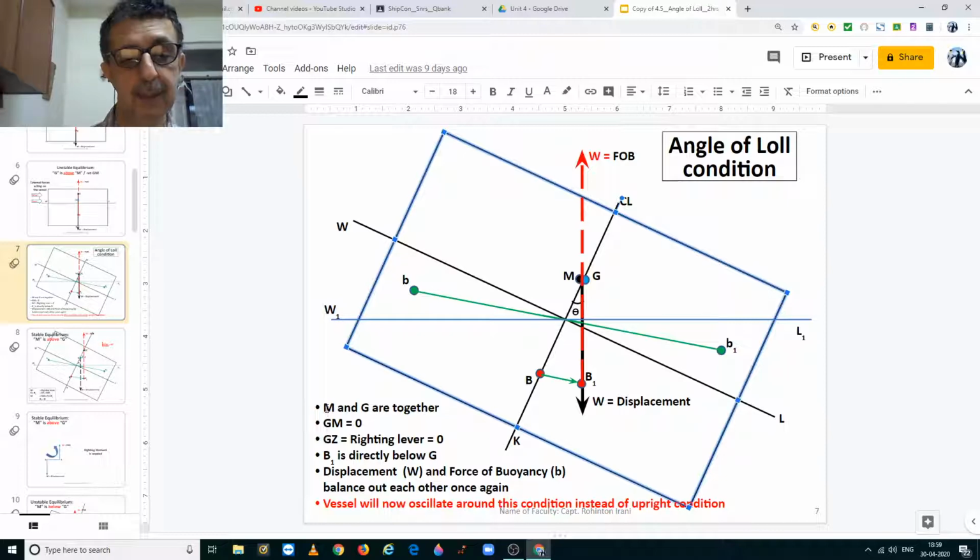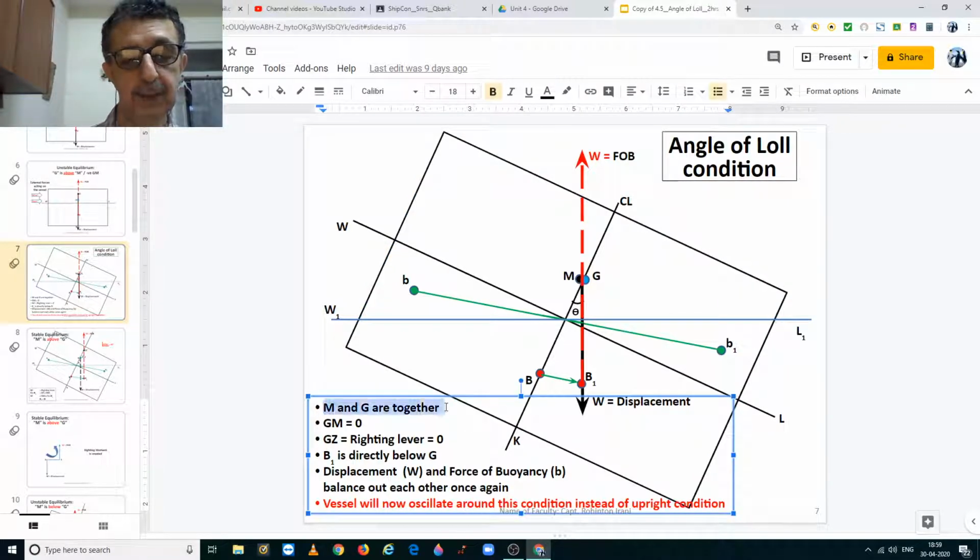So, just to recap, M and G are together. In this case, the GM is equal to 0, the metacentric height is 0, the righting lever is not present. B1, that is the new center of buoyancy, is directly below the center of gravity. And in this case, the displacement and the force of buoyancy balance each other. The vessel now will oscillate around this condition instead of the upright condition. She will never go back to her upright condition in the normal sense because there is no righting lever present.